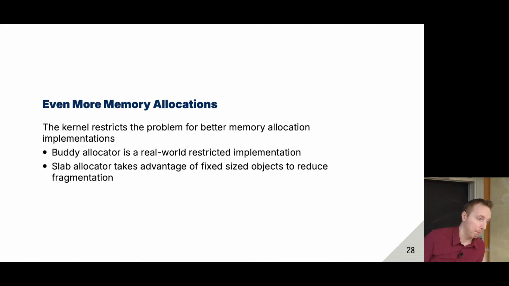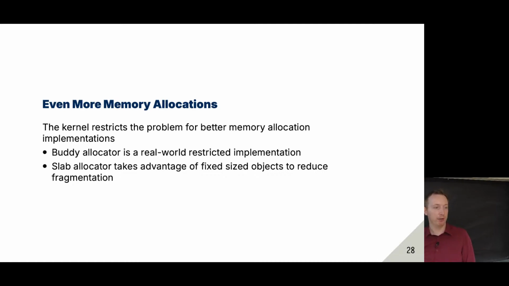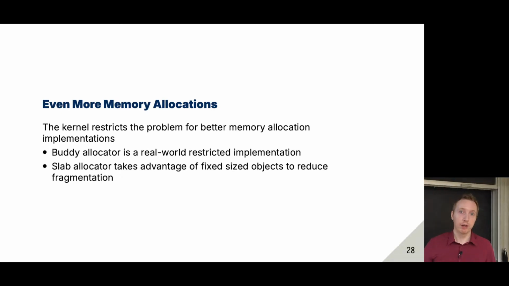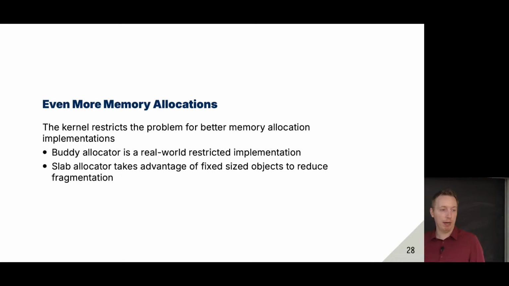Then we talked about other memory allocation strategies. We talked about the buddy allocator, which kept things in powers of 2. And that was a linked list for each power of 2. Then everything's the same size. And the main idea behind that was to make merging blocks back together really, really fast.